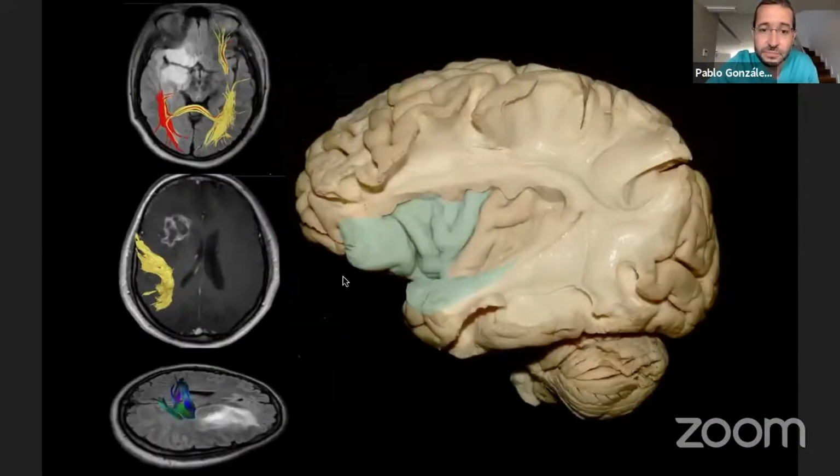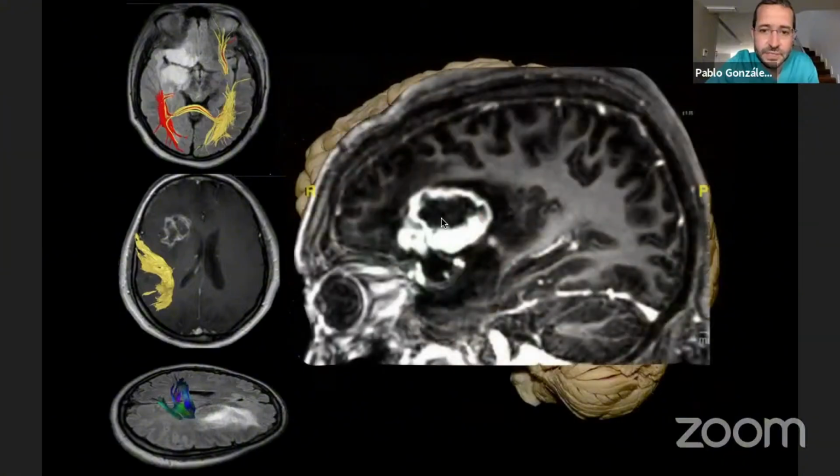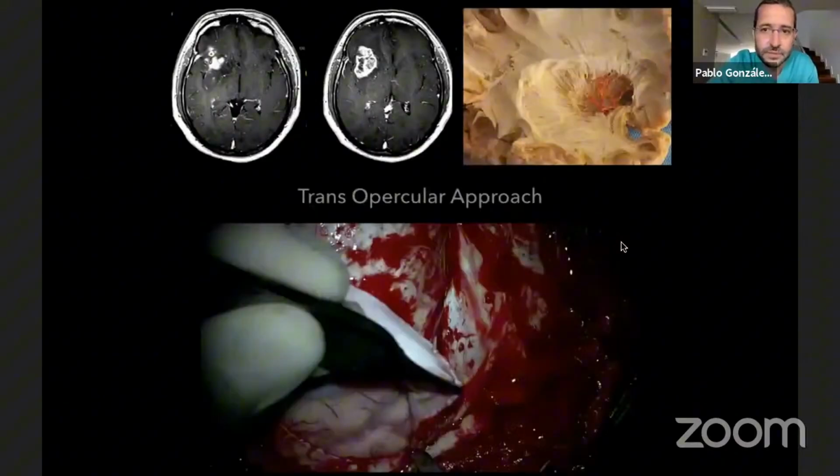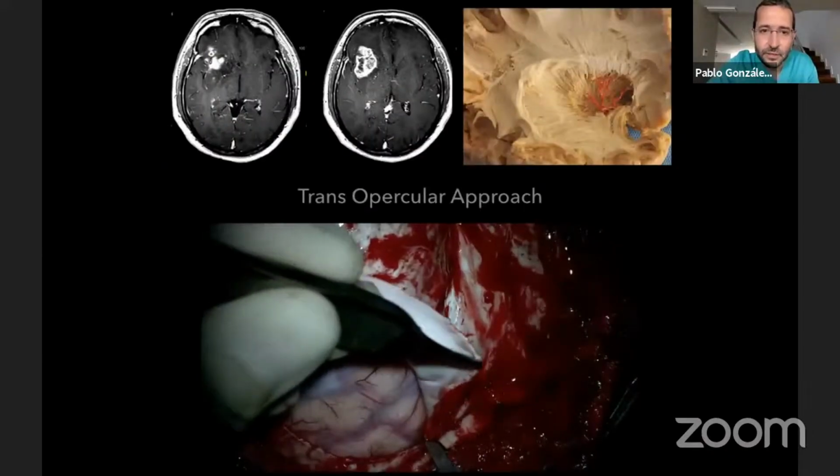In my short experience, it's much better to go transopercular, because the tumor is invading the frontal operculum. In this case, I try to split the Sylvian fissure, as you will see, in order to face the tumor, but finally I decided to go through the temporal pole through T1 in order to reach it. So this is the right pterional craniotomy.